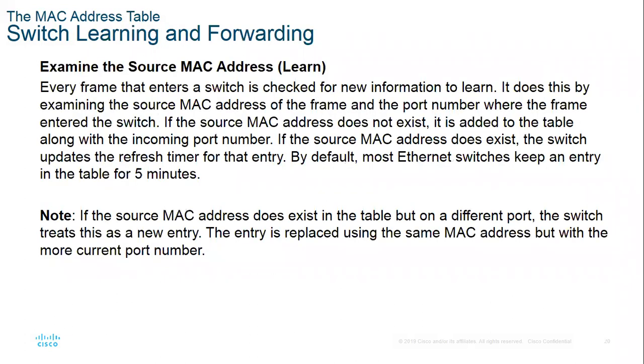So I'm repeating, the switch is going to examine the source MAC address of every frame received on every port. If it already knows the MAC address, it is in its switching table or CAM table, and it updates it if needed. Otherwise, if it doesn't have it, it has to add it to its switching table.